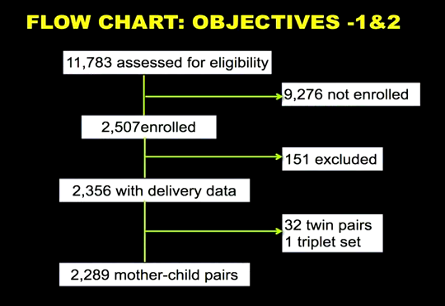the progress of the mothers right from screening and enrollment, ending up with 2,507 enrolled, and from this group of mothers, 2,356 with delivery data. We were lucky to have 32 twin pairs and 1 triplet set. However, these were excluded for the observational analysis, ending up with 2,289 mother-child pairs.